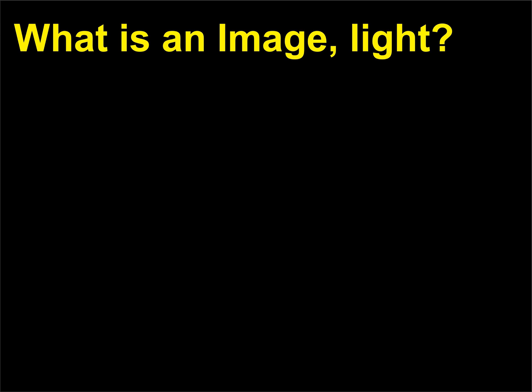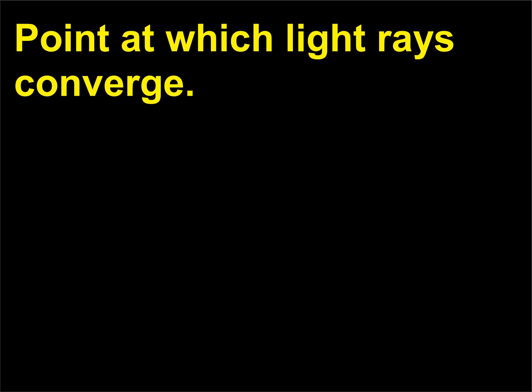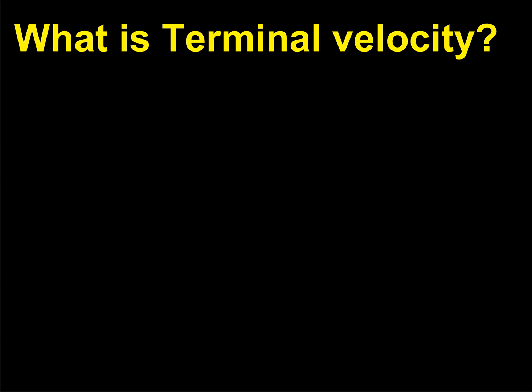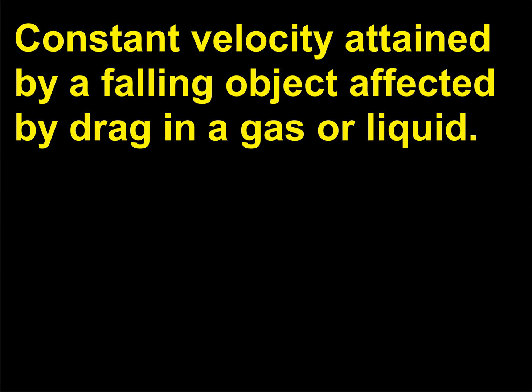What is an image, light? Point at which light rays converge. What is terminal velocity? Constant velocity attained by a falling object affected by drag in a gas or liquid.